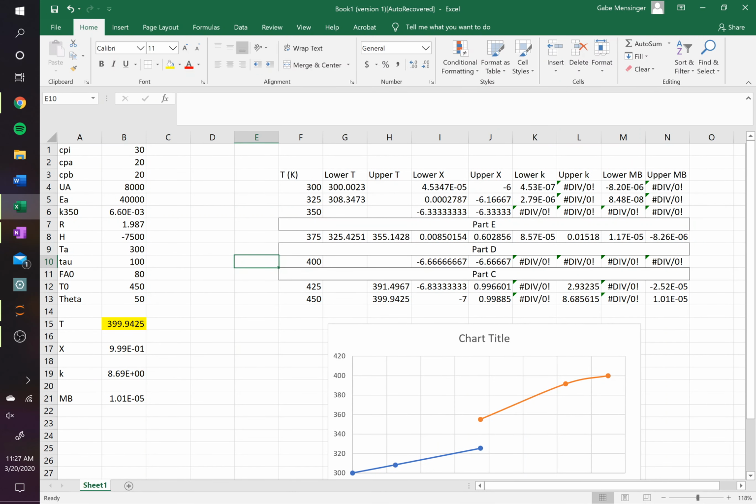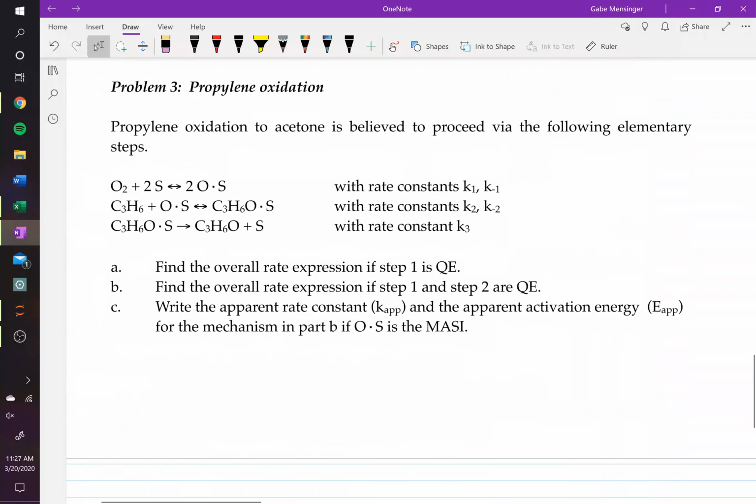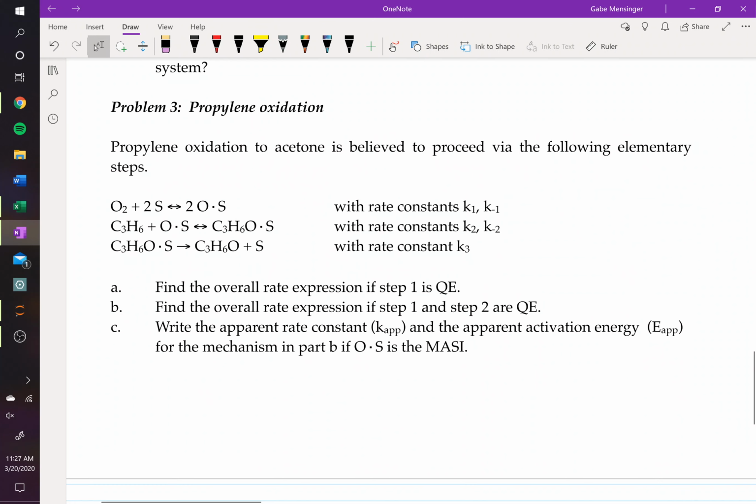All right, any more questions on number 2? I hope seeing it in Excel, or at least solved out, made sense to you guys. No questions, so I'm going to move on to number 3. The easiest problem.